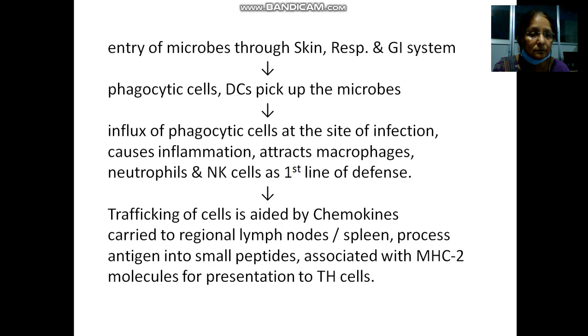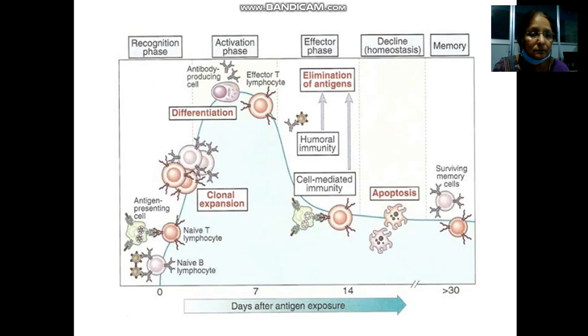Entry of microbes happens through the skin, respiratory and GI system. Influx of phagocytic cells at the site of infection causes inflammation and attracts macrophages, neutrophils, and natural killer cells as a first line of defense. Then trafficking of cells, with the help of chemokines, carries them to regional lymph nodes and spleen, and the antigen is turned into small peptides, associated with MHC2 molecules, and presented to the TH cells.